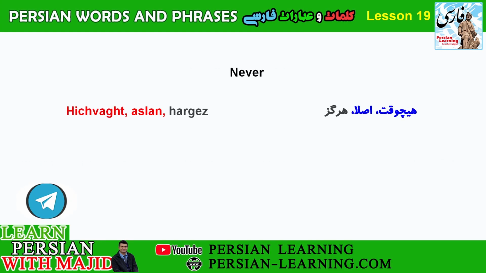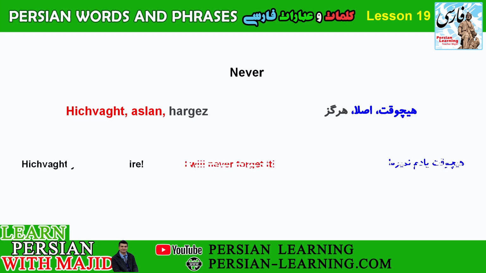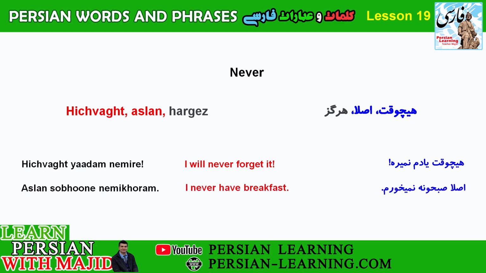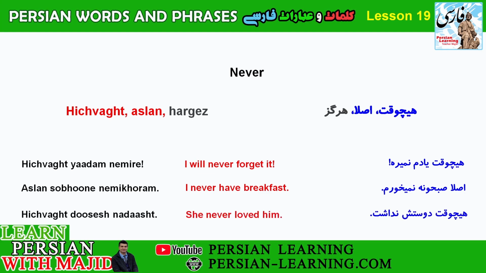هیچ وقت، اصلاً، هرگز. هرگز is a little formal. And اصلاً means actually not at all, but sometimes it also means never. هیچ وقت یادم نمیره. اصلاً صبحونه نمیخورم. هیچ وقت دوستش نداشت.